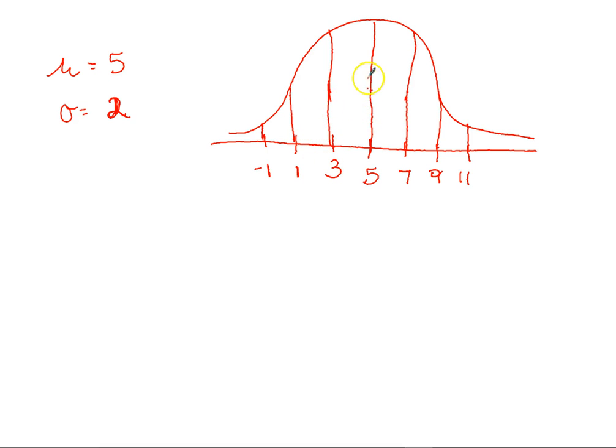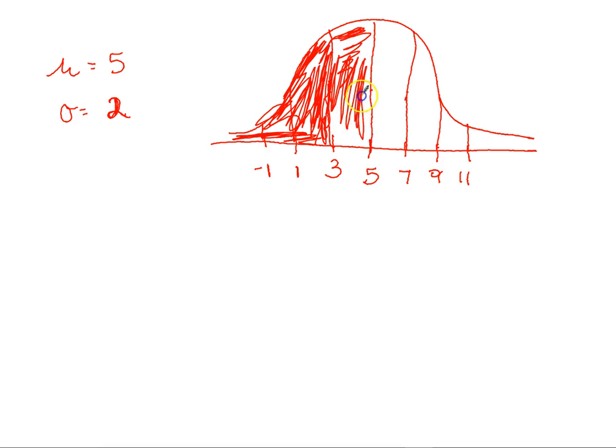All right, what if I said shade the region that's less than 3? Well, here's my 3, and this would be the region less than 3. What if I shaded the region less than 5? Then I have to add this one to it. And what we say is that 50% of the data lies below the mean and 50% lies above the mean, not of the data, of the area. Under here is the area, and that would be 50%, and above it would be 50%.